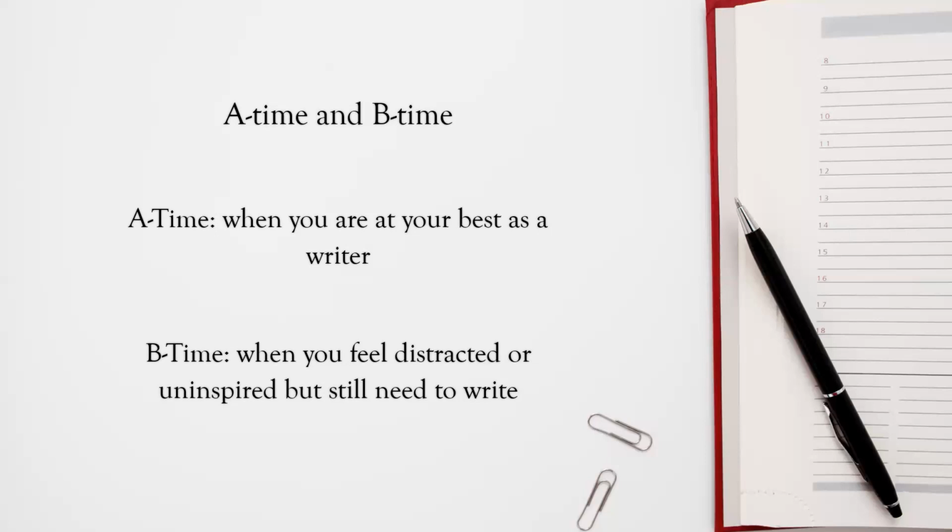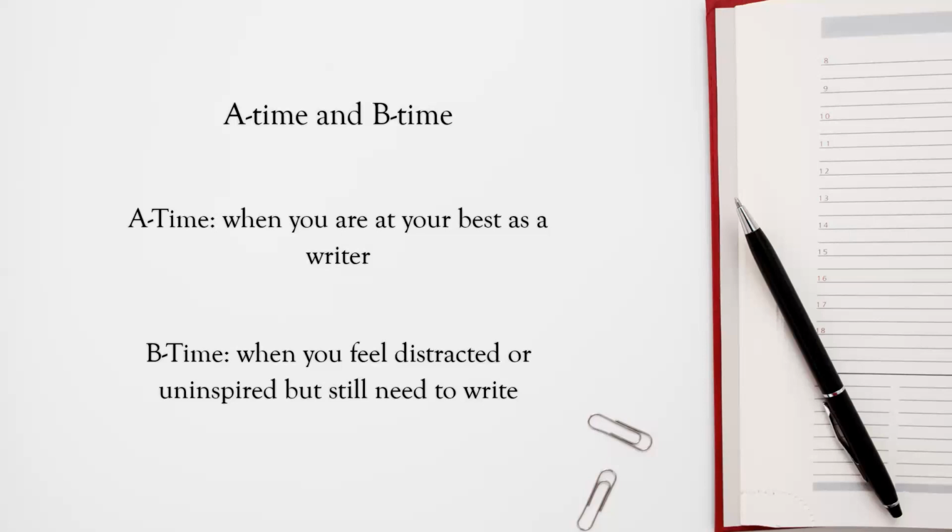A time is when you're at your best as a writer. It's up to you to determine what this means: writing alone or in a group, in the morning or at night, or in long or short blocks of time. You can try to plan for A time by scheduling your writing for ideal times and setting up your workspace under ideal conditions. However, depending on how you feel that day or what else might be happening before or after your writing time, you may find yourself in B time instead.